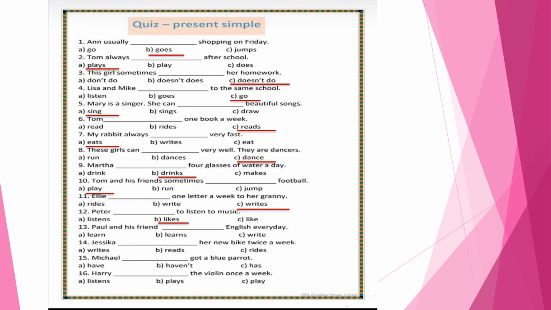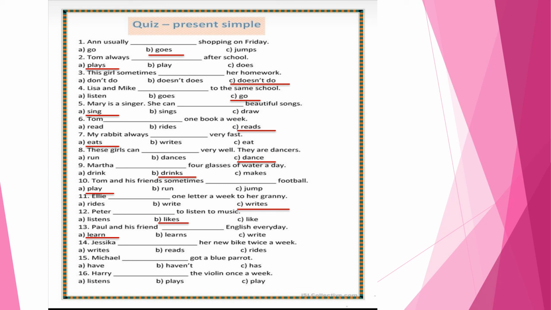Number 13, Paul and his friends learns or write English every day. Okay, Paul and his friend, if you cross it, you will add they because they are two persons. Okay, plural. So you will add nothing to your verb, so it will be learn. Paul and his friend learn English every day.